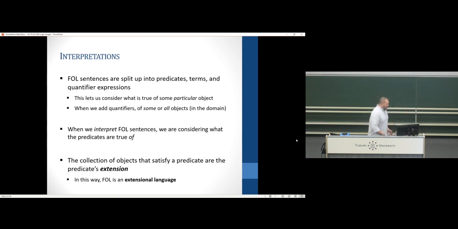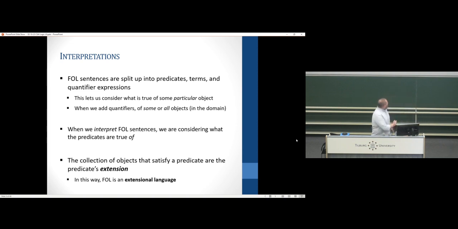So FOL sentences are split up into predicates, terms, and quantifier expressions. Right? And this is really useful. In fact, this is the big step in expressive power for this language. This lets us consider what's true or what's the case for some particular object, if we're using names, or for some or all or none or not all of the things in the domain, if we're using quantifiers.